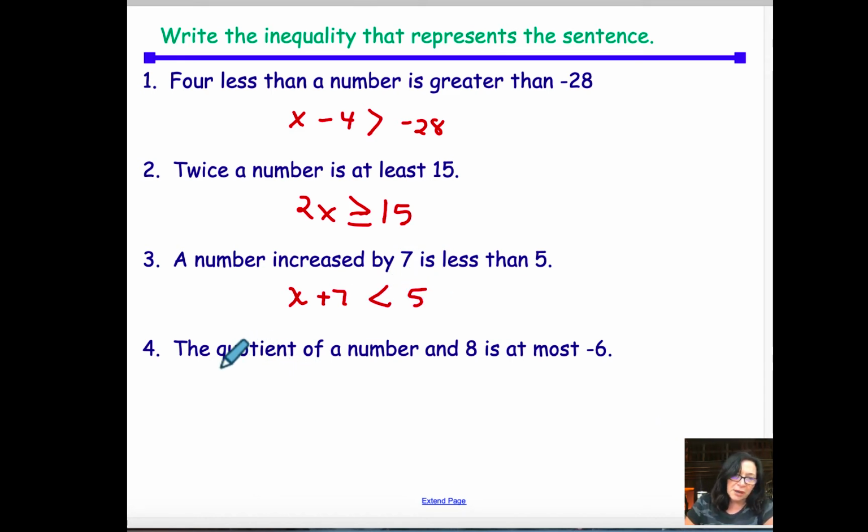The quotient of a number and 8. The quotient means division, so that's x over 8, is at most negative 6. So it can't be more than negative 6. It's either going to be less than or equal to negative 6.